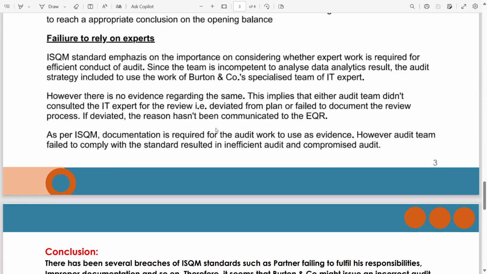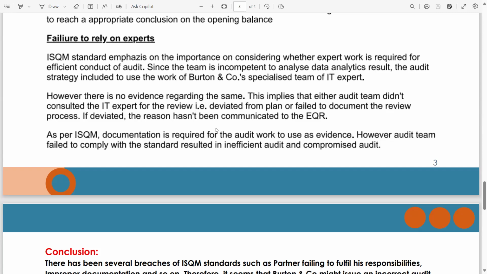In this case, the expert is the auditor's expert. It's not the management expert, it's the audit firm expert. However, there is no evidence regarding the same. This implies that either the audit team did not consult the IT expert for review, deviated from the plan, or failed to document the review process. If deviated, the reason has not been communicated to the EQR.